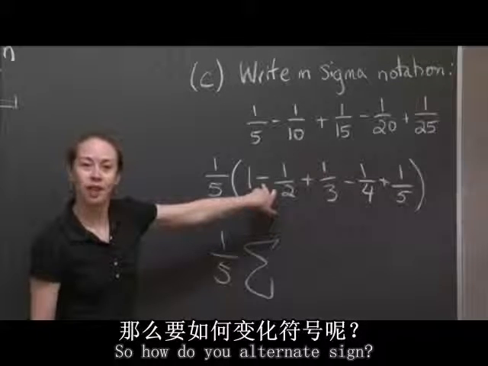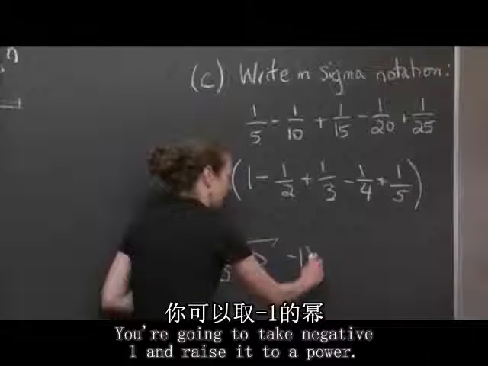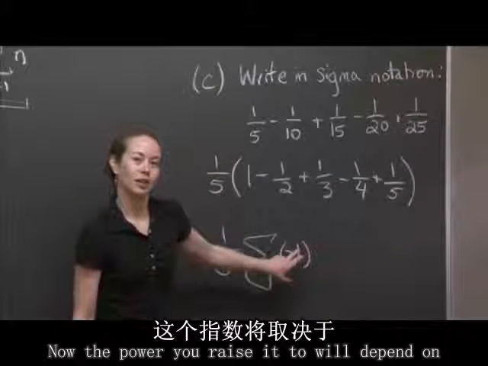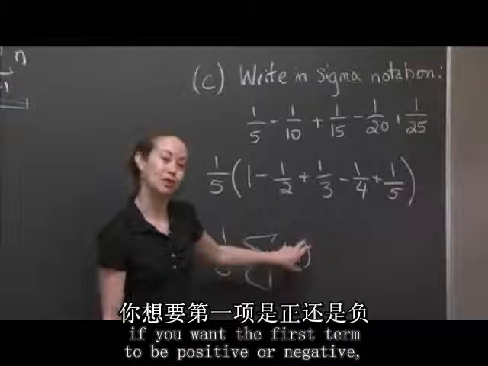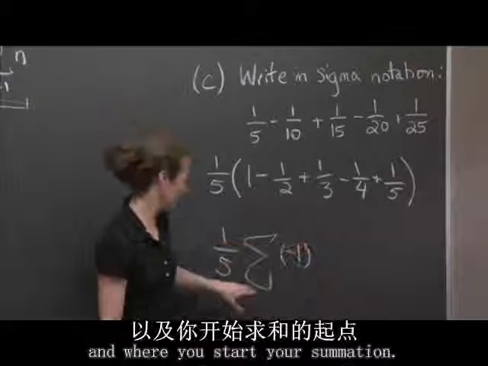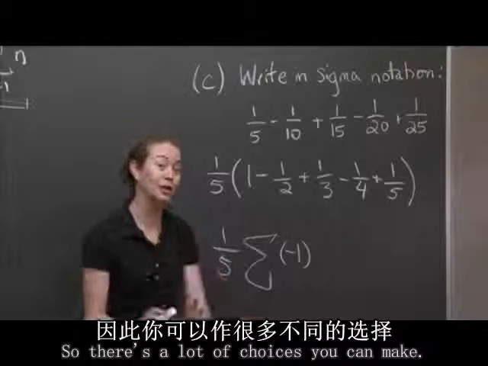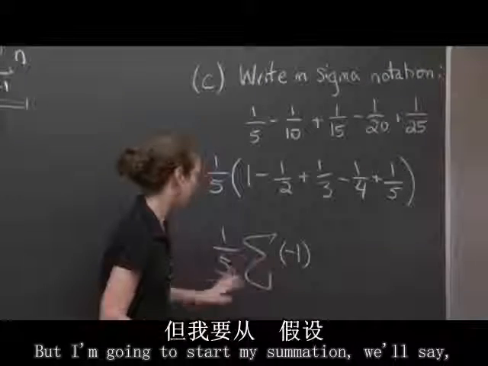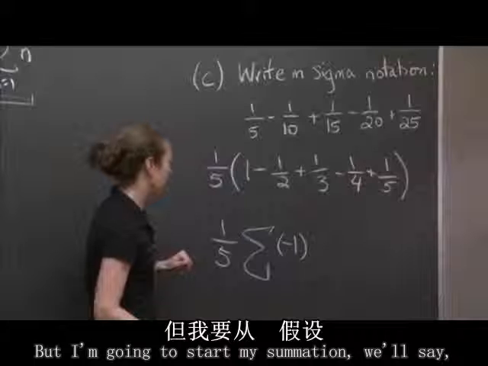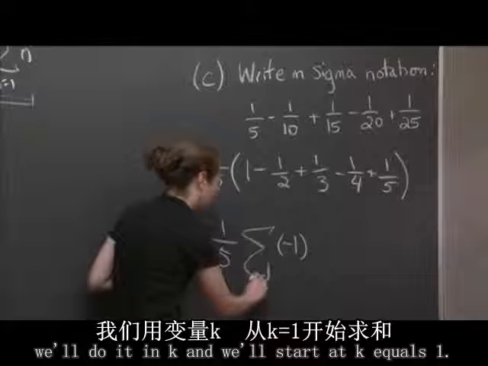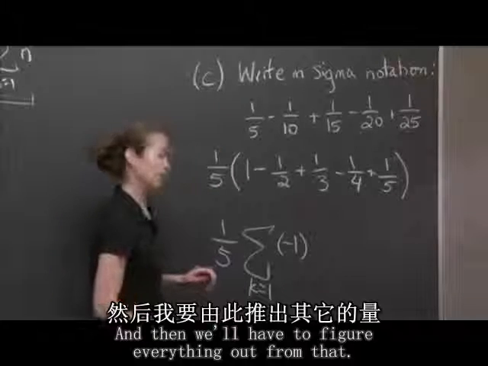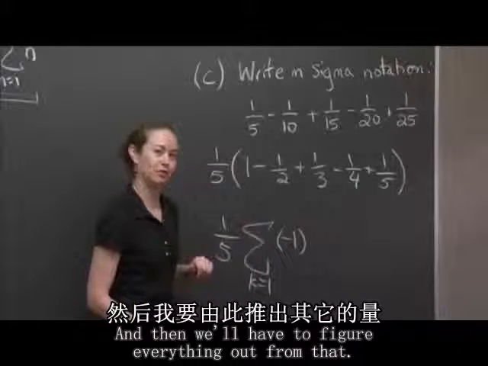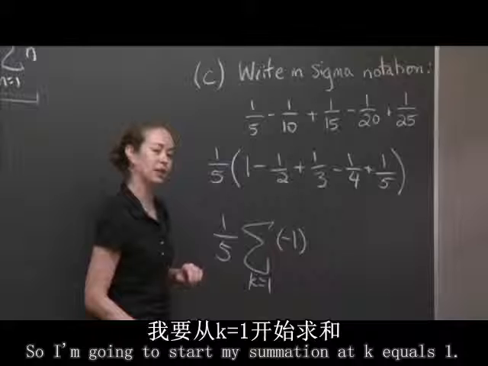So how do you alternate sign? You're going to take -1 and raise it to a power. Now, the power you raise it to will depend on if you want the first term to be positive or negative and where you start your summation. So there's a lot of choices you can make. But I'm going to start my summation, we'll do it in k, and we'll start at k equals 1. And then we'll have to figure everything out from that. So I'm going to start my summation at k equals 1.